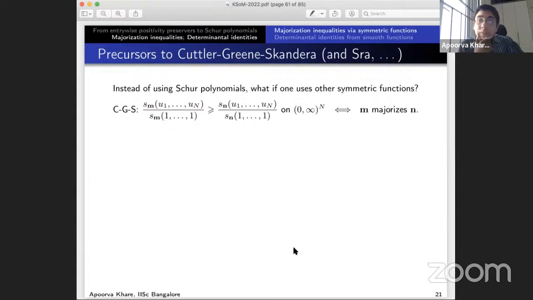So what if one uses other symmetric functions than Schur polynomials? Right? So Cutler, Green, Kandera said, now you see here, I'm switching, I'm sort of cross multiplying the terms. So earlier I have said that S_m over S_n bigger than S_m(1,1,1,1) over S_n(1,1,...). Those are van der Waals. Now I'm saying, let's look at the normalized Schur polynomial for the tuple of powers m beats the normalized Schur polynomial for the tuple n on the entire positive orthant if and only if n majorizes m.